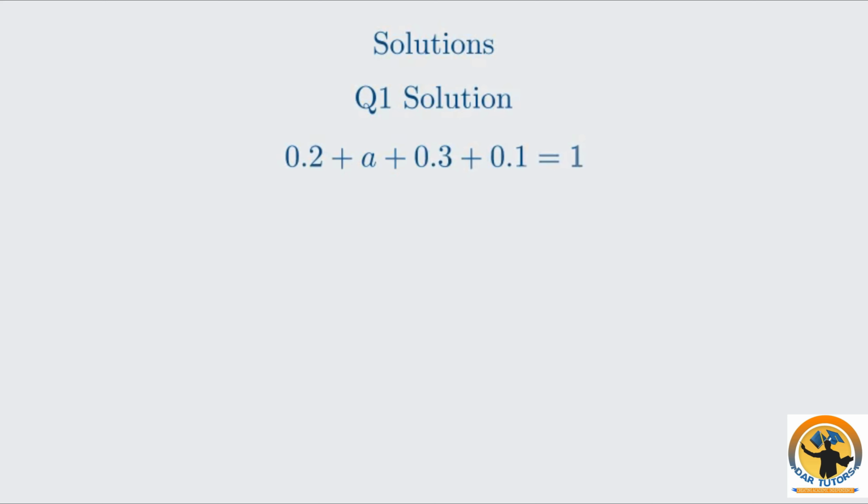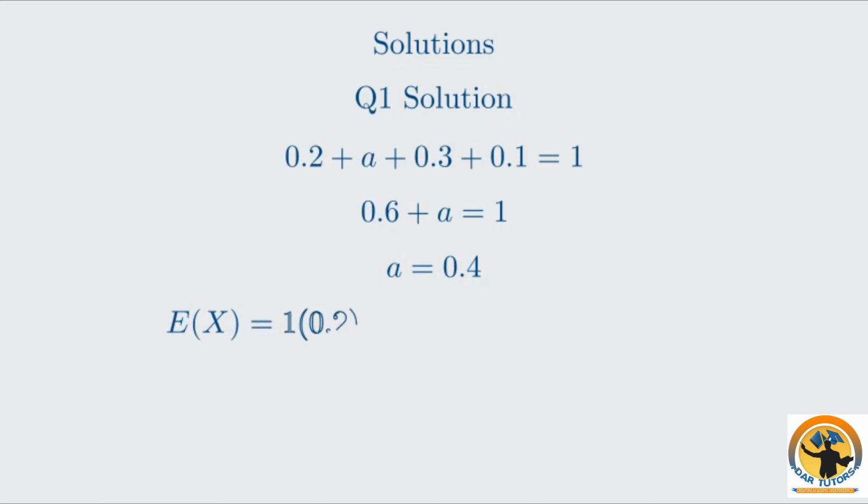Welcome back. Let's go through the solutions. For question 1, to find A, we use the sum of probabilities equals 1. 0.2 plus A plus 0.3 plus 0.1 equals 1. This means 0.6 plus A equals 1, so A is 0.4.